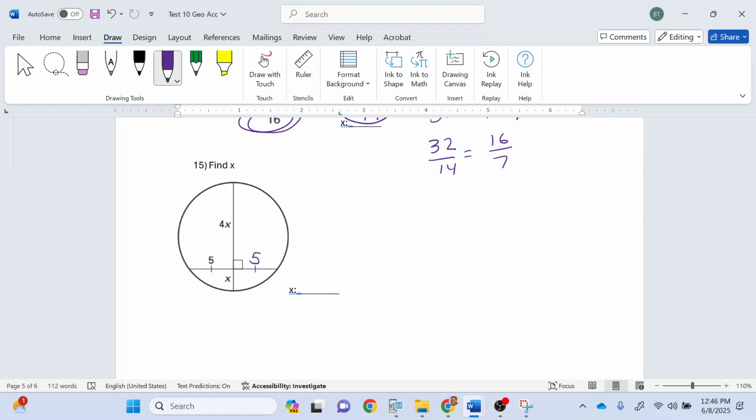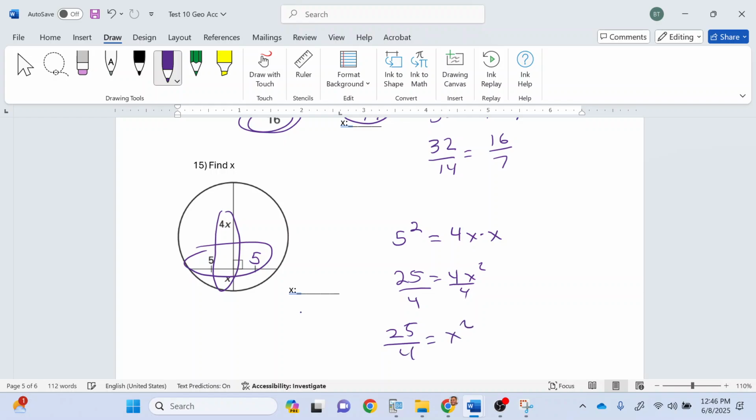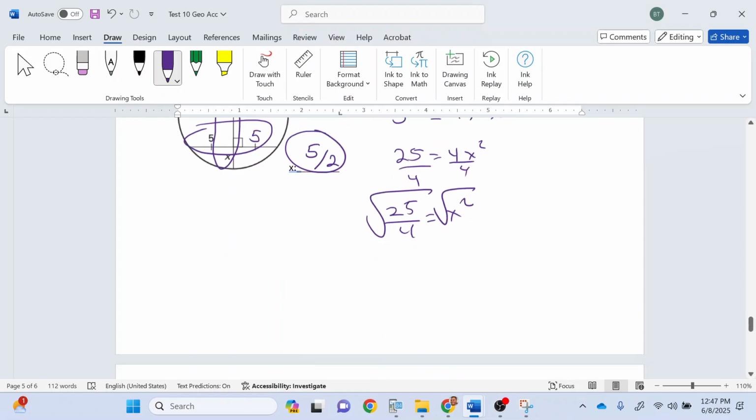Same thing here. We're going to do a cross multiplication, but it's piece by piece. So this multiplies with this, multiplies with this. So it's going to be 5 times 5, or 5 squared, equals 4x times x. So this is going to be 25 equals 4x squared, divided by 4, divided by 4. 25 over 4 equals x squared. Square root both sides. The square root of 25 is 5, over the square root of 4 is 2. So 5 over 2 should have been your answer.